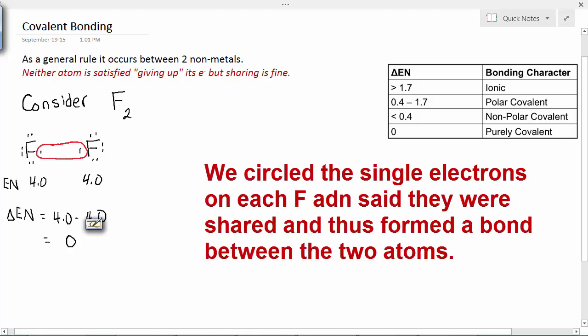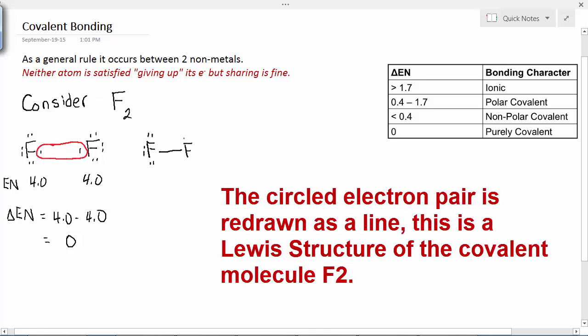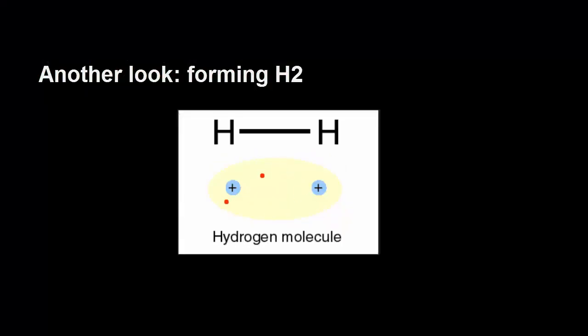So what you would have done last year, you would have probably had this drawing and circled the single electrons. You would say that those electrons were shared between the two fluorines, and that we were going to call that a covalent bond. Common practice is to replace the circle with a line. Let's look at forming H2.